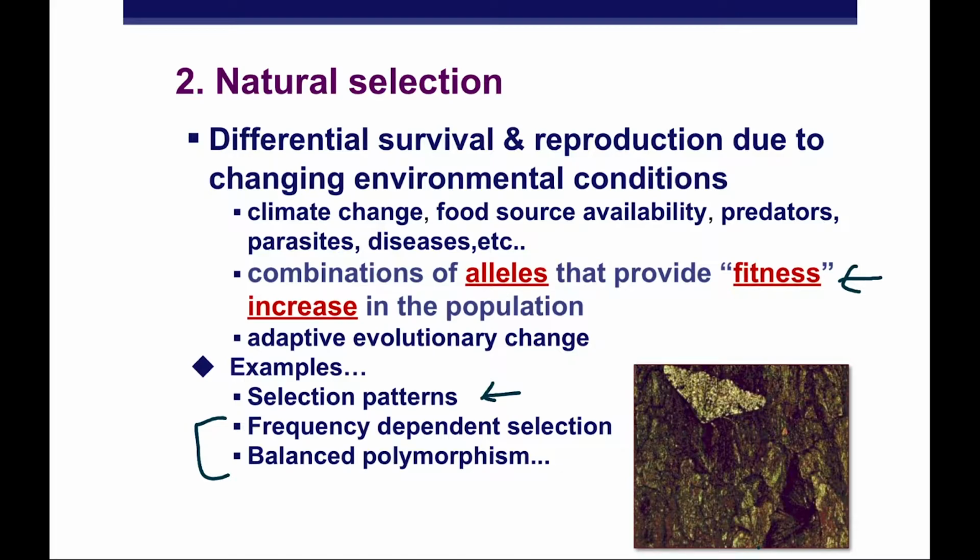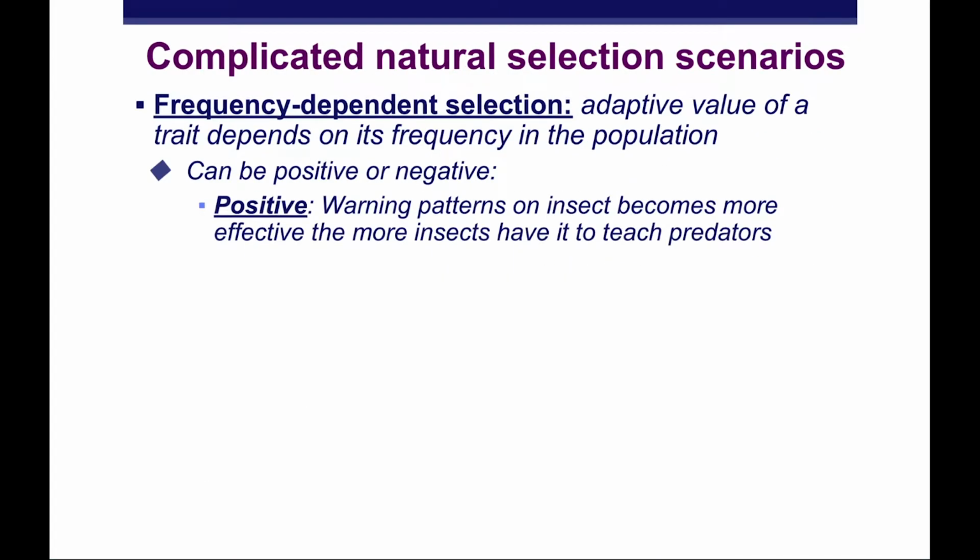Okay? So, one of the complicated scenarios is frequency-dependent selection. It is the fact that your adaptation, a trait's ability to be an adaptation, meaning a positive trait to have, may vary based on how frequent that trait is in the population. That's a little confusing, so we'll go over some scenarios of what that means.